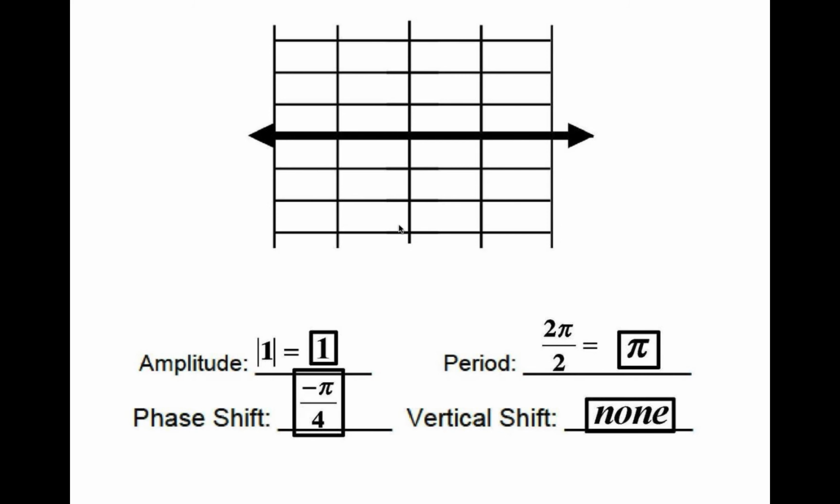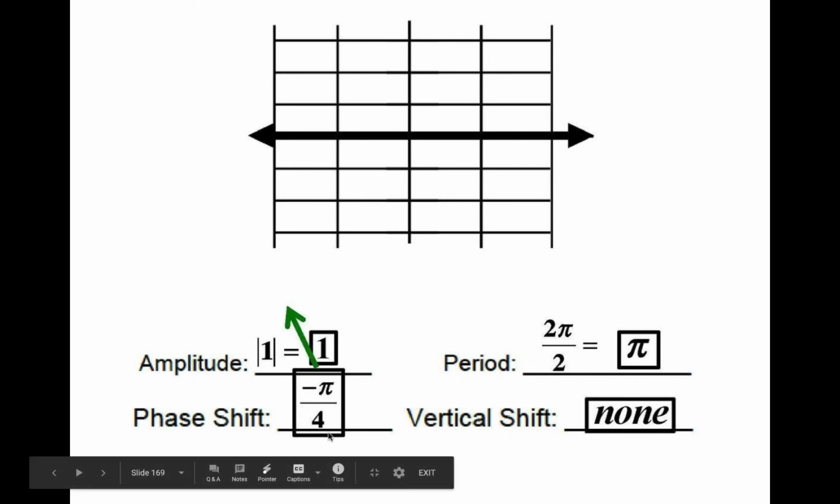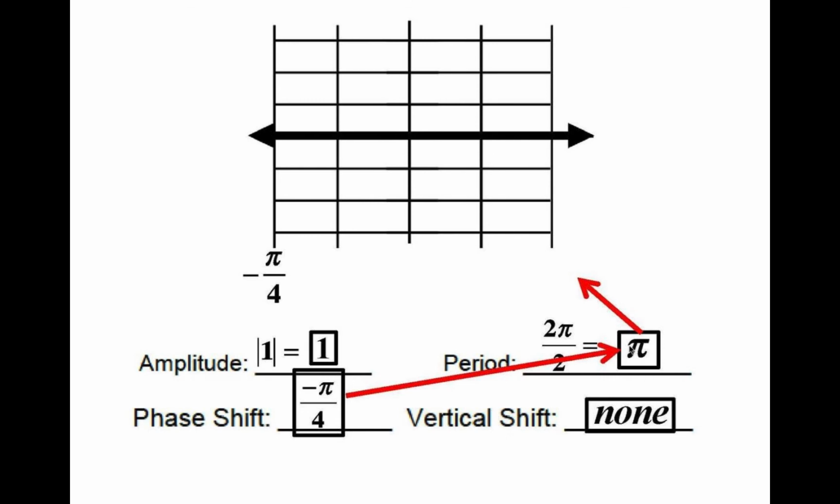So to put this together in the graph, you start on your phase shift. So we're going to start at negative pi over 4. And we're going to end on our period. So you add your phase shift and your period. So negative pi over 4 plus a pi, if I make a common denominator, is 4 pi over 4. And then you add them together, you're going to get 3 pi over 4.